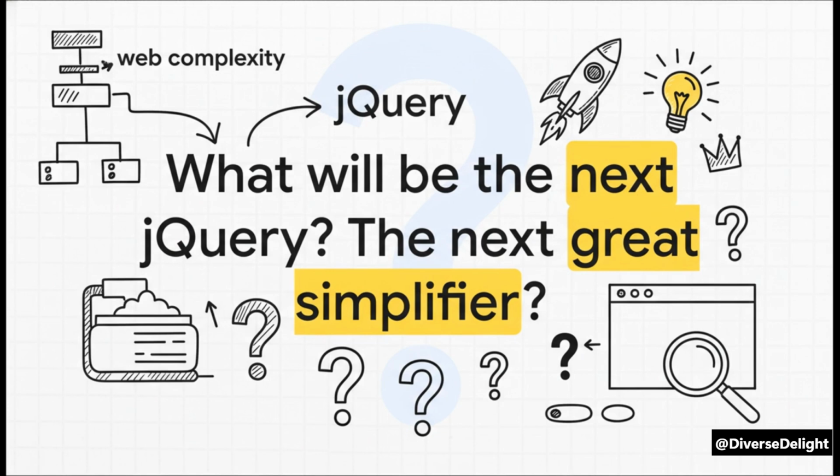So jQuery took this really complex, sometimes frustrating job of making websites interactive and made it simple, powerful, and honestly fun. It was a true revolution for web development. And that kind of leaves us with a big question, doesn't it? In a world where the web is only getting more complex, what's going to be the next great simplifier? What is the next jQuery?